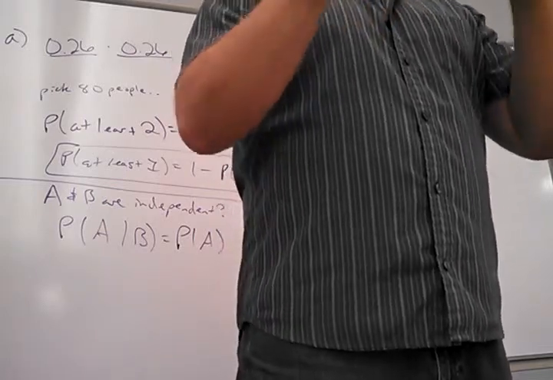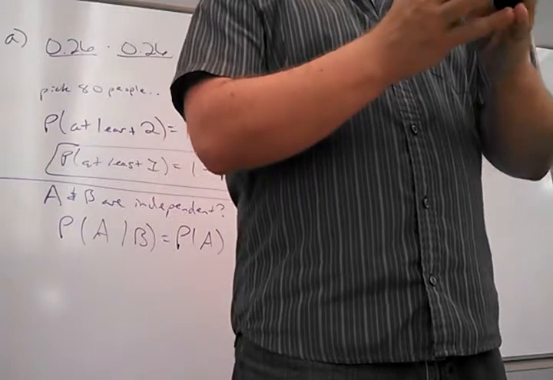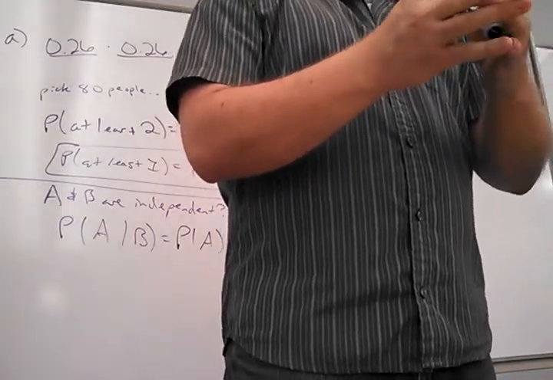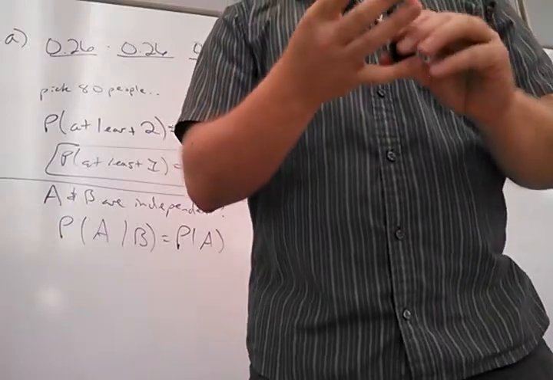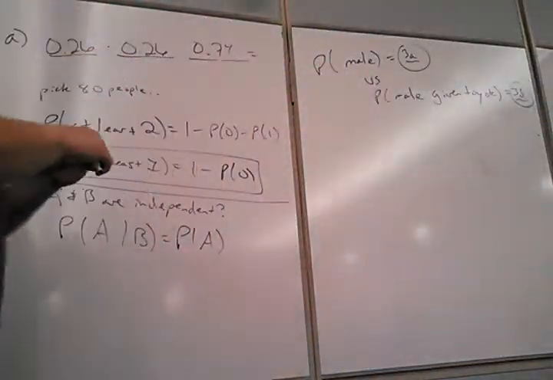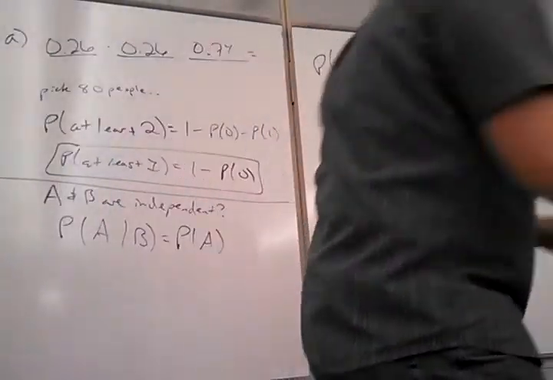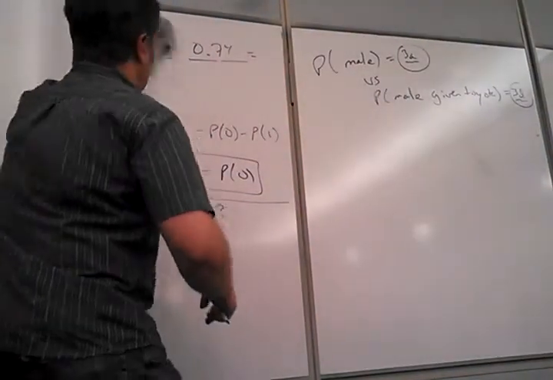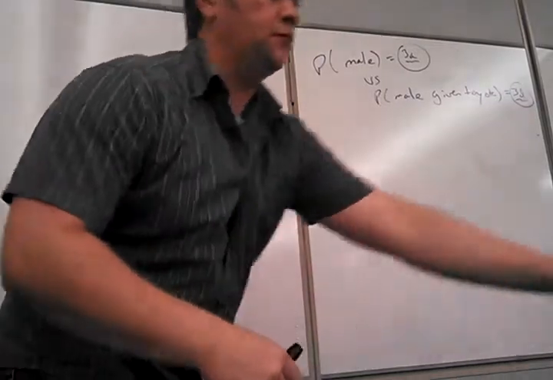Now, if these are different, then of course they are dependent, because that would change. If the probability changes between these two, then it must be dependent. That means that one does depend on the other one. Okay, maybe. That's really all there is to it.